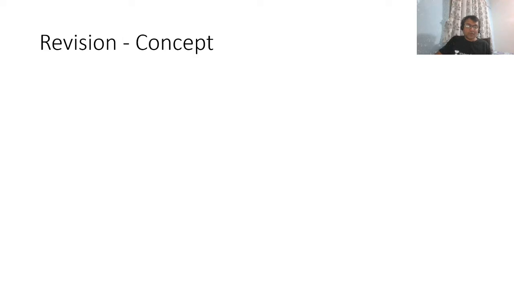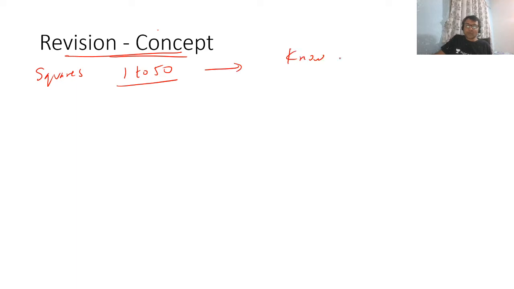Okay, so we'll just revise the concept that we did last time. We last time did squares from 1 to 50, where we said that you need to know squares from 1 to 25, and for 26 to 50 squares, the concept was that you find out how much it is less than 50, and then find the value as such.